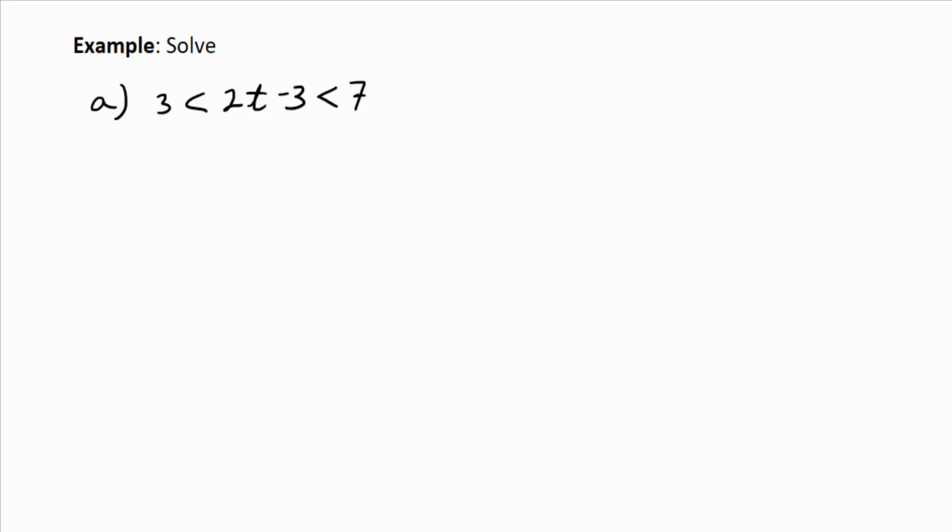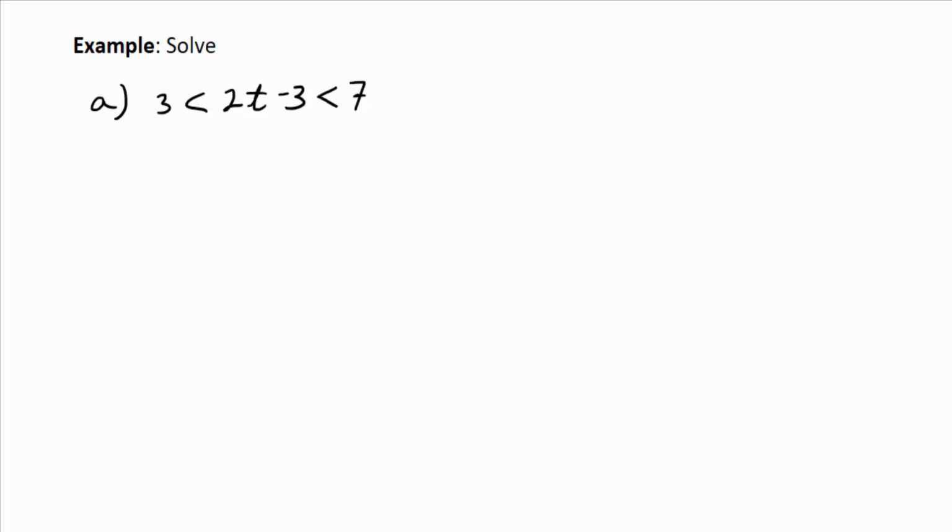So then we're going to have compound inequality statements that we need to solve. So here's one in part A. You could read this as 3 is less than 2t minus 3 and 2t minus 3 is less than 7. It really is two separate statements connected by an "and." But we usually write it like this, and you don't see the "and."